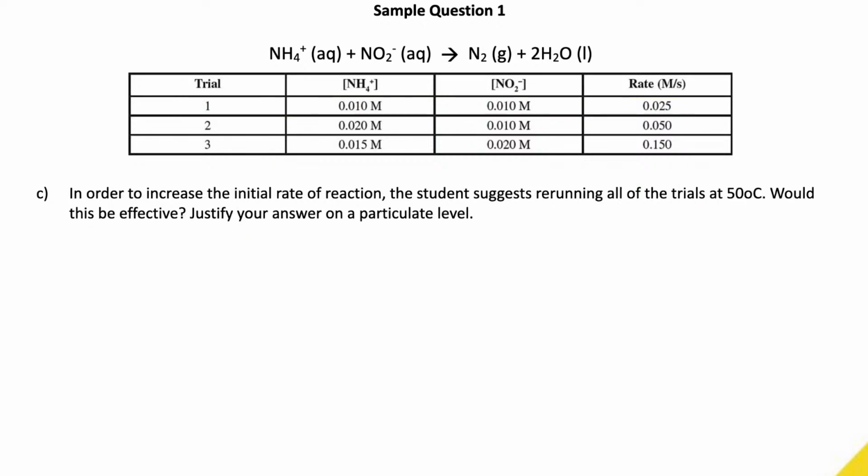Part C is, in order to increase the initial rate of the reaction, the students suggest rerunning all these trials at 50 Celsius. Remember, these were run at 25 Celsius. Would this be effective? And justify your answer.